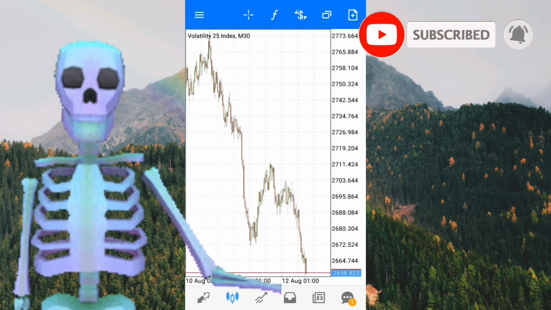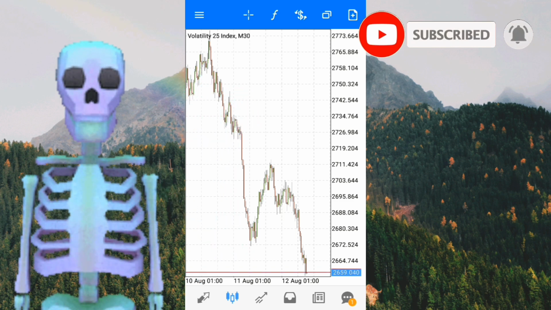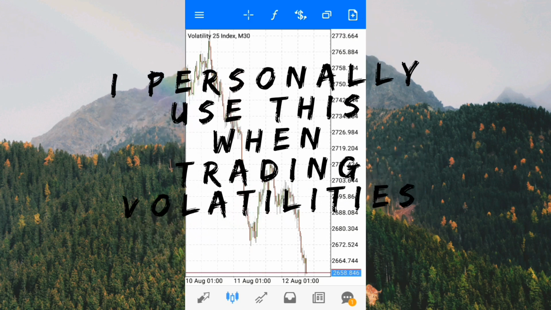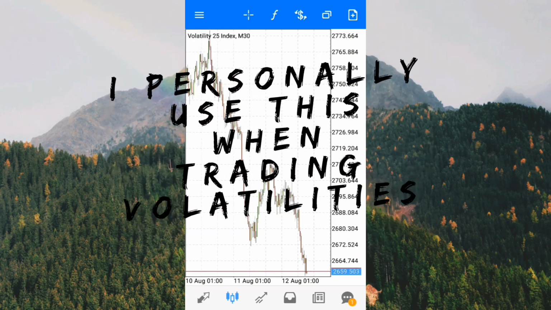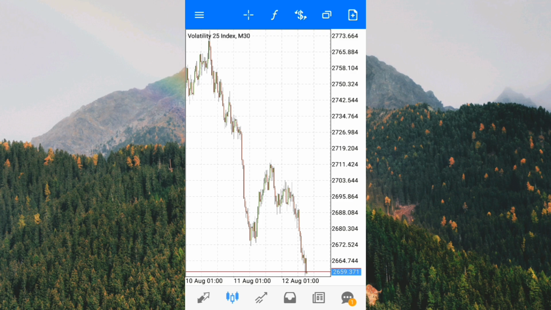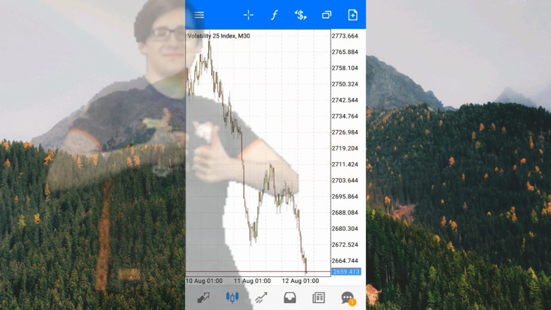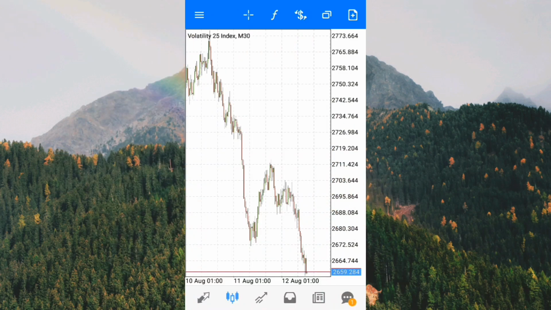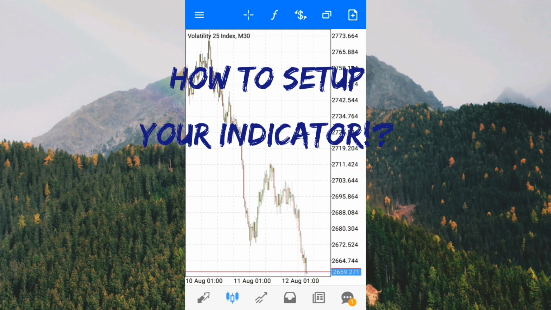Today I'm going to show you the perfect Forex tool, the Forex indicator that I've been using to trade volatility. Now I'm going to show you how to set the Fibonacci with the levels that I have proven work perfectly with volatilities. Now, how to use the Fibonacci, how to set them.